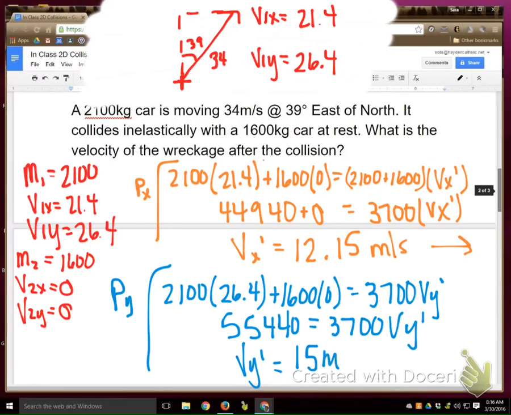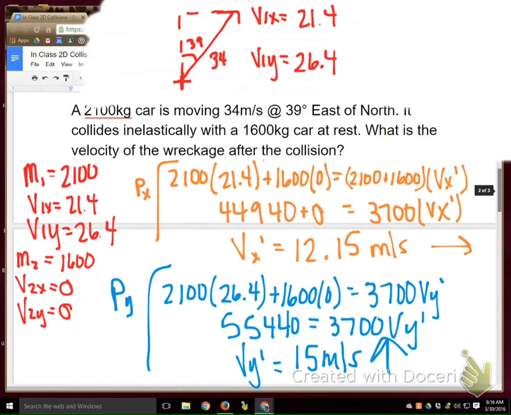Did we get about 15? Okay, since it's positive in the y direction, it's going to be going north. Last but not least, we have to put together those final velocity vectors. So we're going to go east 12.5 and north 15. Sorry, 12.15. We're going to find our final velocity vector. Go ahead and solve for that and let me know what you get.